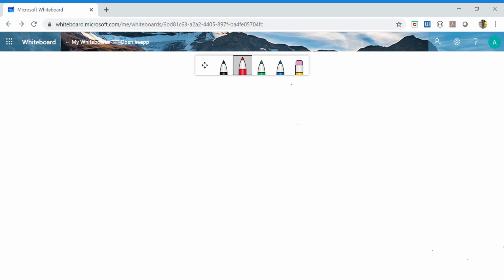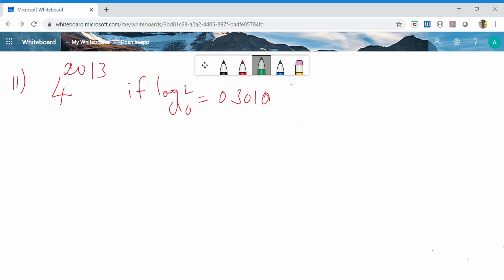Next. Find the number of digits in 4 to the power of 2013, if it is given that log 2 to the base 10 is equal to 0.3010. So these are logarithmic values. This is a textbook question only, in extensive learning. So you have to do this.